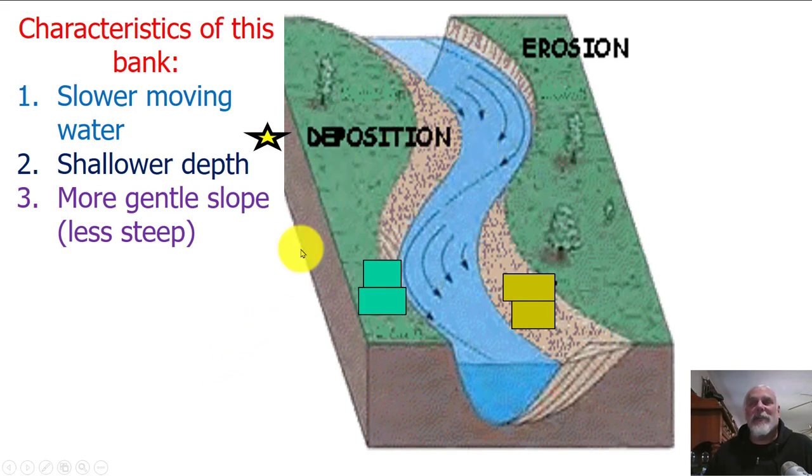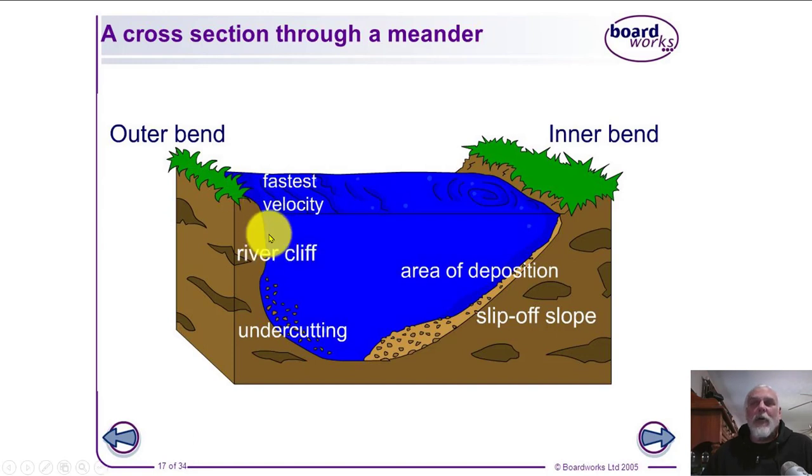That's deposition side. Here's a cross section. This is the outer bend. This is where the water is smashing into the side. On this side, the water is moving the fastest. The water is the deepest. On this side, the deposition side, sediments are being deposited here. This is going to become more and more shallow with time.